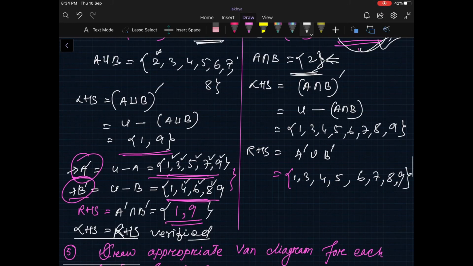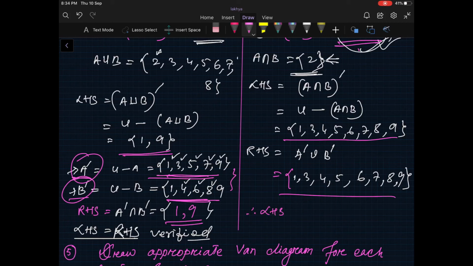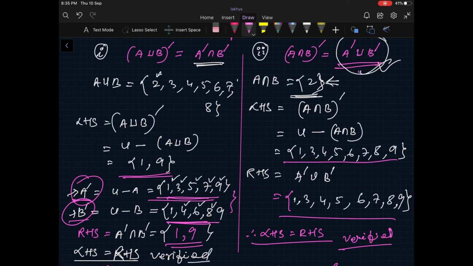Don't write the same elements twice. So here you see, if you compare the left hand side and right hand side, both are the same. Therefore left hand side equals right hand side, hence the given relation is verified. So that's how we can verify these two relations. Hope you have understood this.